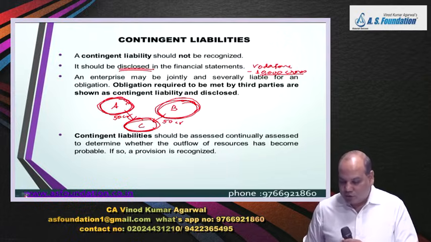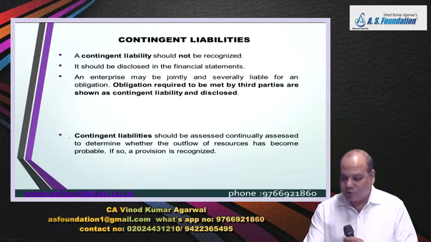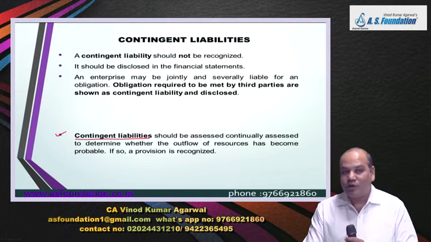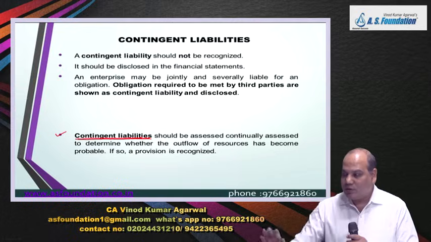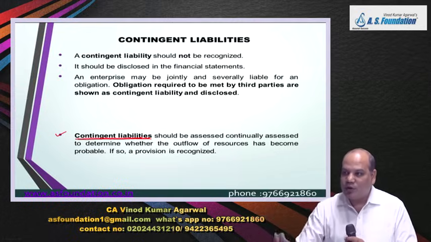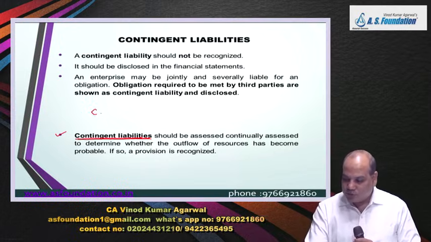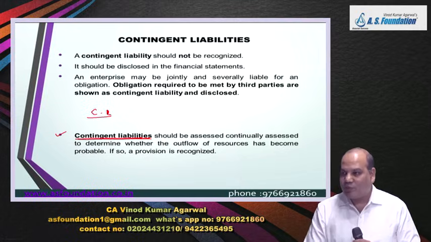Then as a good student of this subject, point number 4 is also useful to you. Contingent liability should be reviewed continuously. Okay. Every reporting date, you see what was my contingent liability disclosed last time. Is it still valid? Does it still need the same disclosure, or do we need to make some kind of changes in that? Okay. So what are the possible situations in the subsequent reporting date?